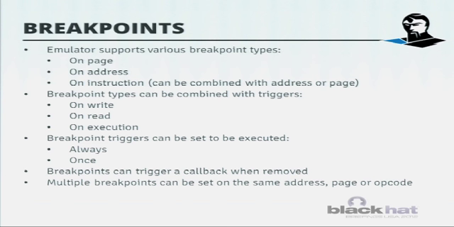So the breakpoint types can also be combined with specific actions, like I want a breakpoint when this address is read from, or written to, or executed. You can just combine those conditions to create all sorts of scenarios which match your use case scenario. And they can execute once or multiple times. And once the breakpoints are removed, your callback can also be notified. You can have multiple breakpoints on the same address, and they will not overlap with each other. The same story goes for any kind of breakpoint type.